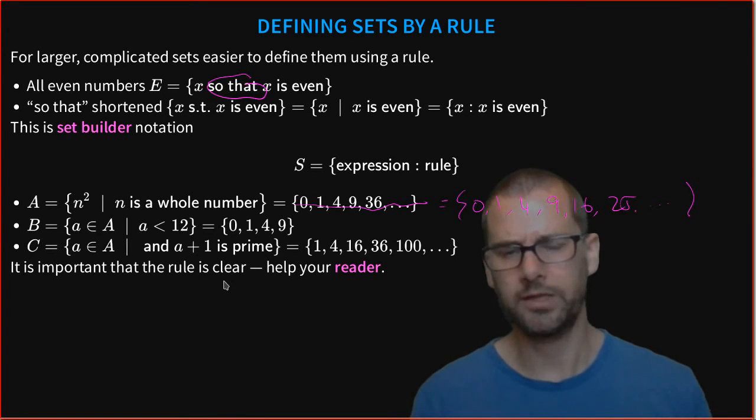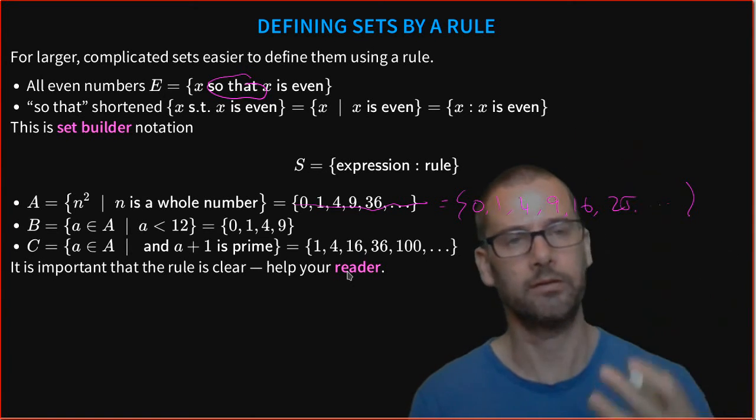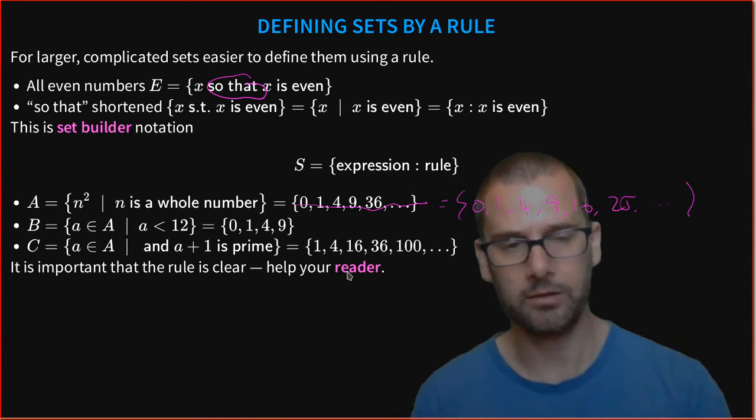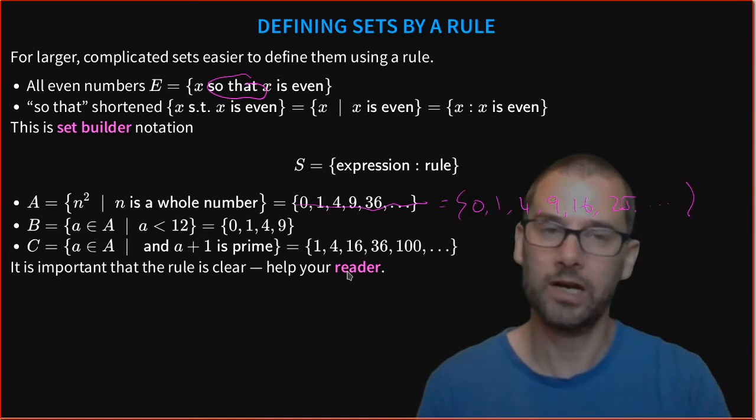So the important rule here is that you're clear. Help the reader. Help the person that's reading what you're writing down, even if that's just yourself. Thinking about the reader is really just a mnemonic device or a simple way of checking: is what I'm writing down clear enough?